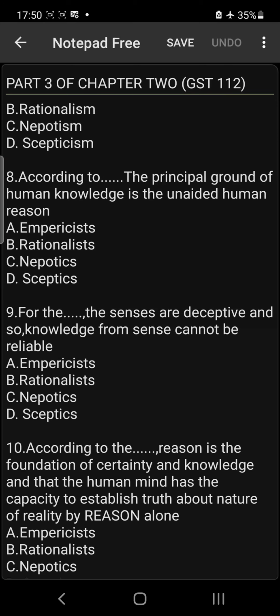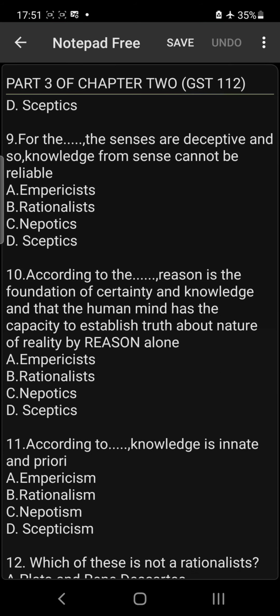So according to the rationalists, knowledge comes from reason. They say that reason is the source of knowledge. That is in opposition to the empiricists. The rationalists say that knowledge comes from reason, but the empiricists say that knowledge comes from experience. So please take note of that.